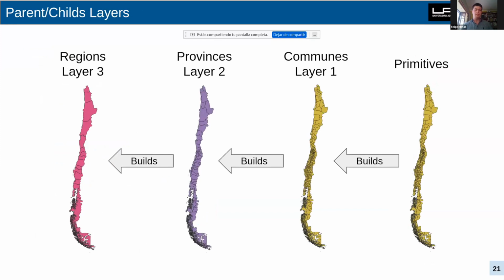Doing exactly the same steps, we can also build the regions table, which will be in layer 3. I will not show it because I think at this step it is trivial. We only need to do exactly the same steps. So layer 1 will be built from primitives and the other ones from the respective layers.